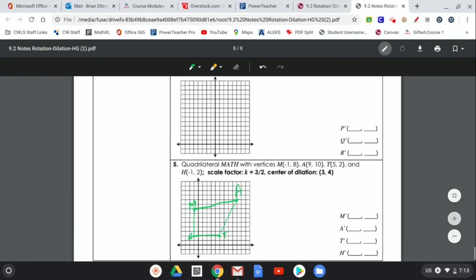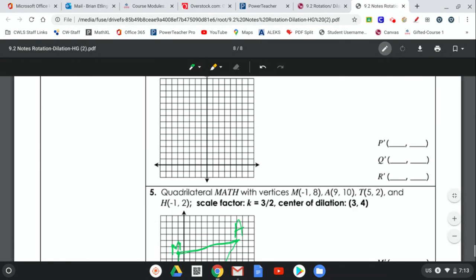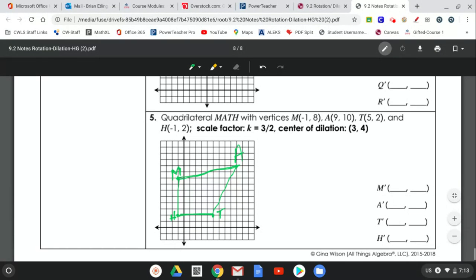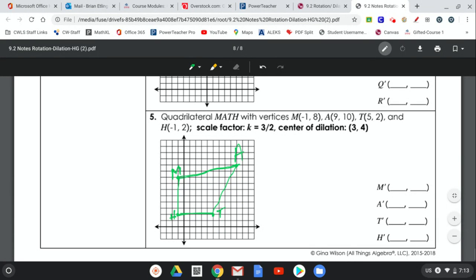All right, guys, so we are back here, and boom. We got the coordinates plotted, and our center of dilation is at 3, 4. So that's going to be right there. It's going to actually be inside the figure. So don't get too bogged down by where that is, okay? And for the center of dilation, we'll just use C for center, okay?